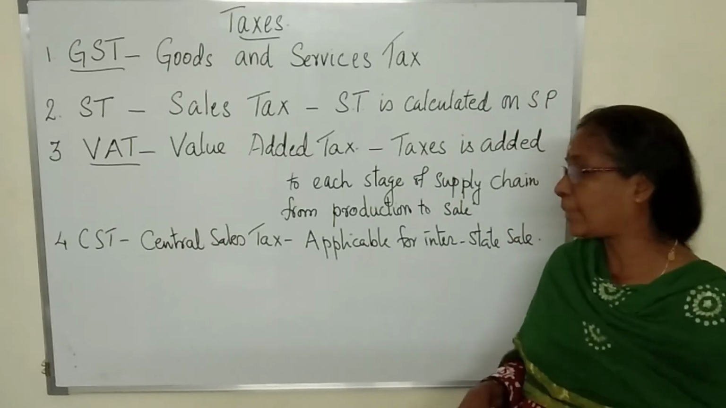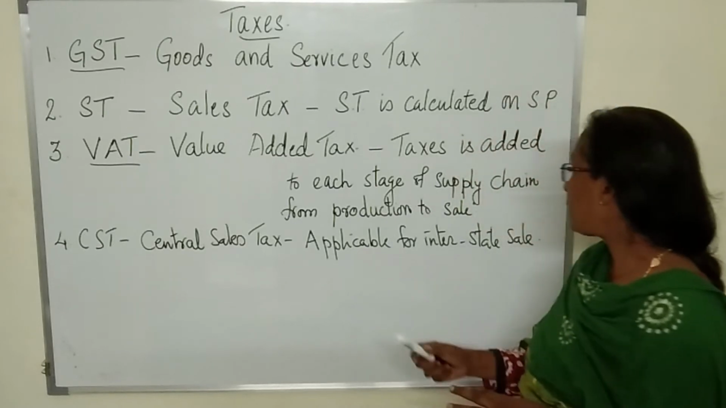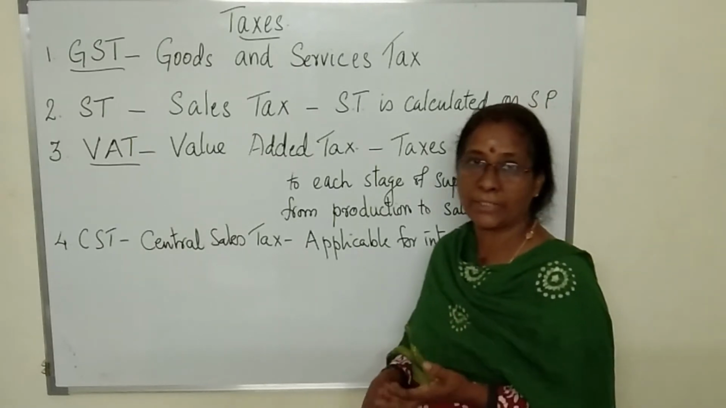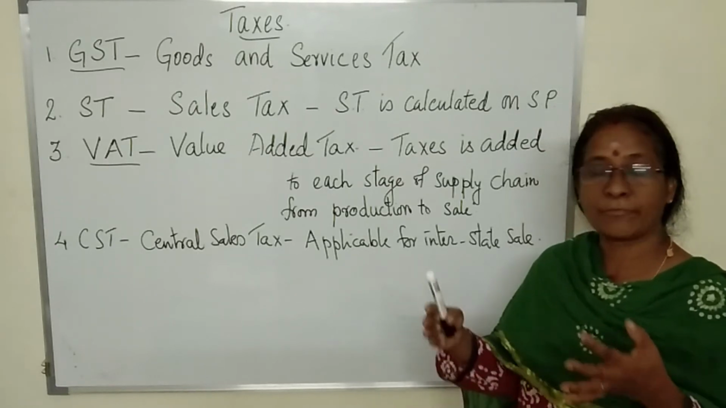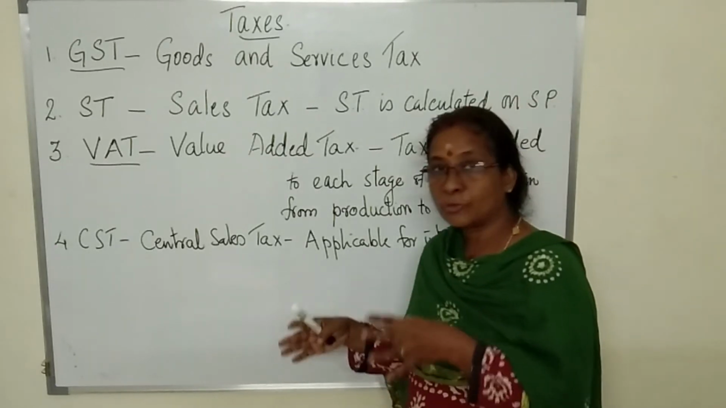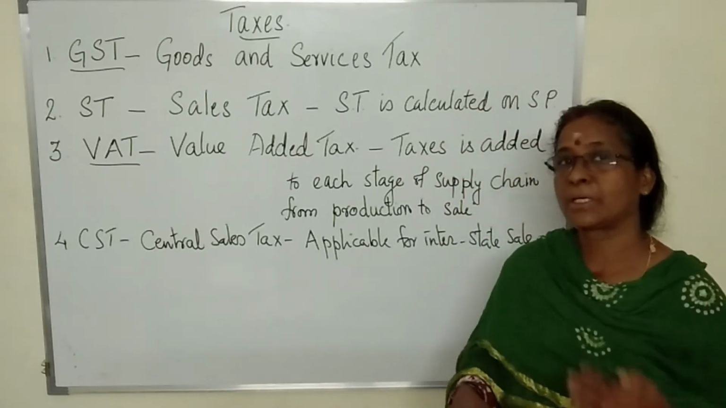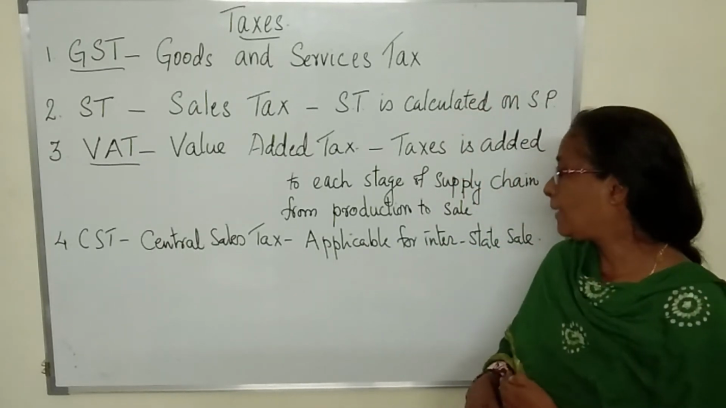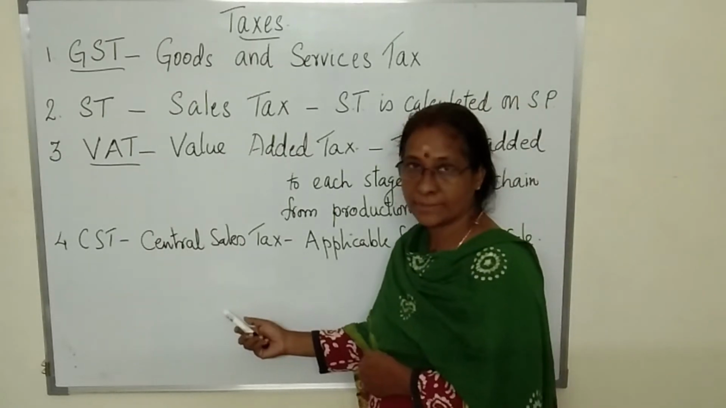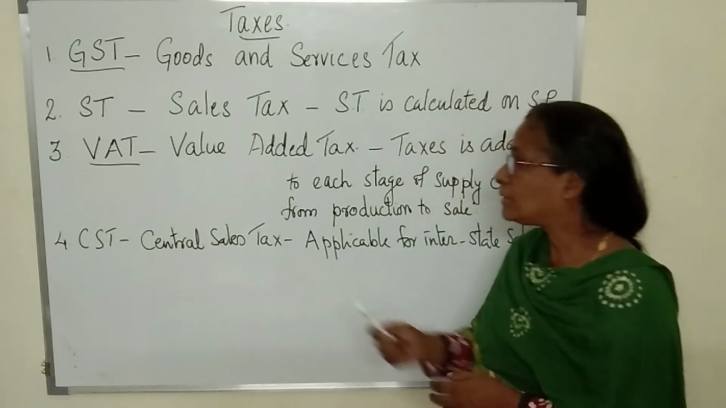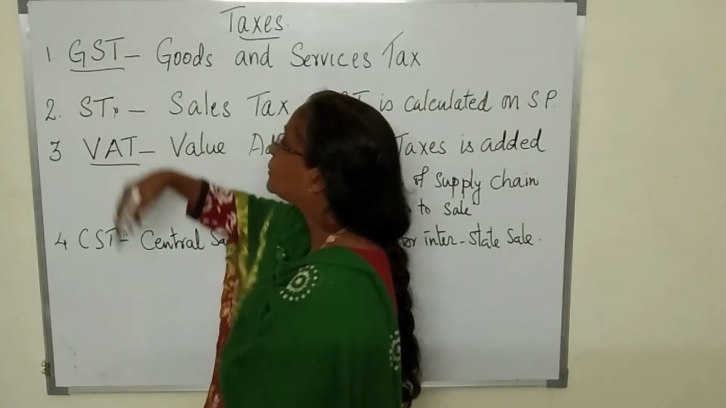CST was there previously, now it is not there. Central sales tax was applicable for interstate transactions. If something is produced in Gujarat and you have to go and sell it in Maharashtra or another state, you have to pay interstate taxes. That was called central sales tax. Now even central sales tax is not there.